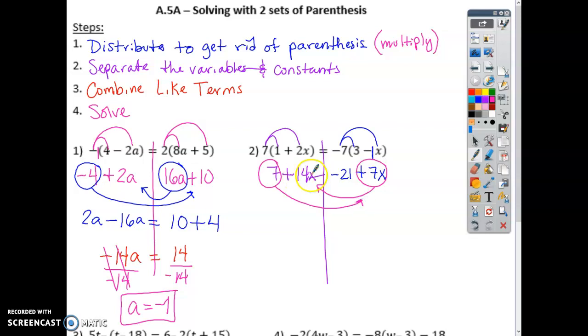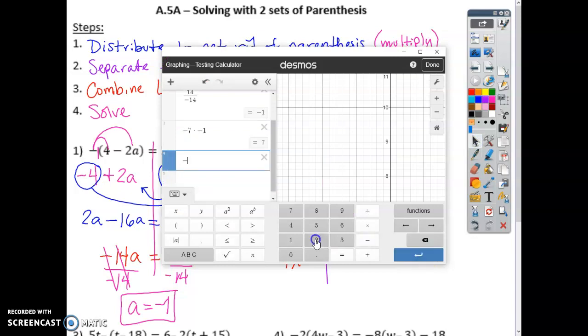So then I end up with 14x. This changes, becomes a minus 7x. And then this one stays the same, negative 21. And this one changes to a minus 7. Combine like terms. What's 14 minus 7? 7. 7x equals. What's negative 21 minus 7? Negative 21 minus 7. Negative 28.